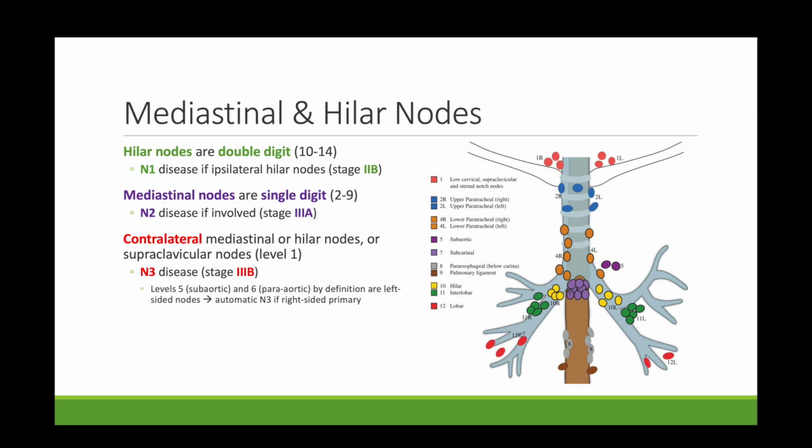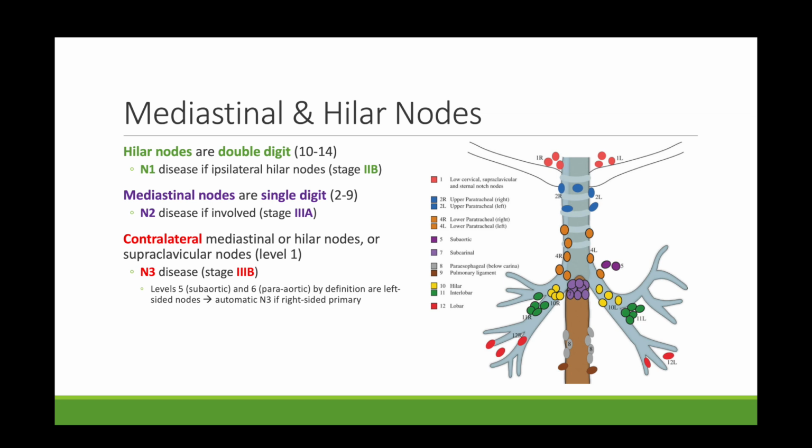Our mediastinal nodes are labeled levels 2 through 9. One important level to know is the subcarinal nodes, which are level 7. But anything single digit, so 2 through 9, are what are known as our mediastinal nodes. And again, if the mediastinal nodes are involved ipsilaterally, then that makes you N2 disease. And at this point, it is considered stage 3 disease, specifically stage 3A. So single digit nodes 2 through 9 are mediastinal nodes, and if they are involved ipsilaterally, that is N2 disease, which makes you stage 3A.